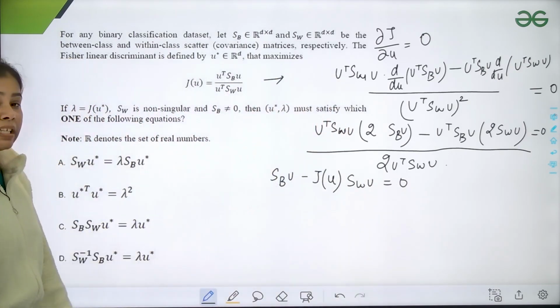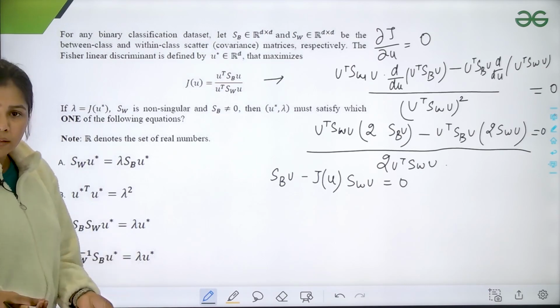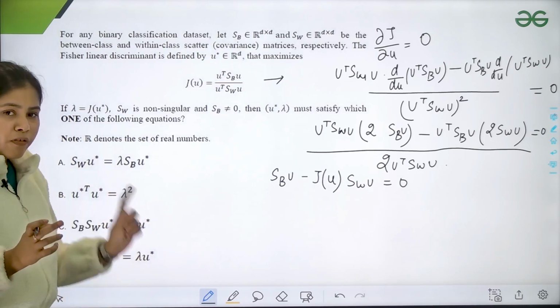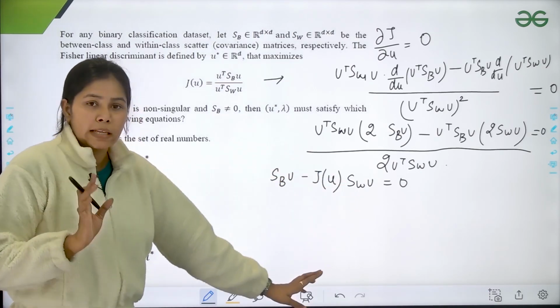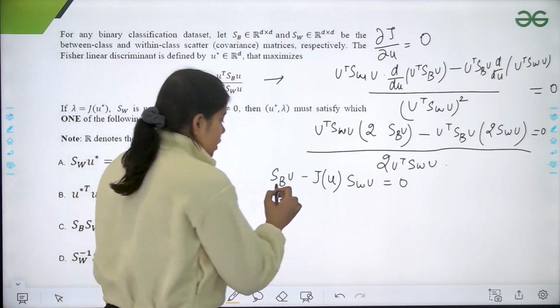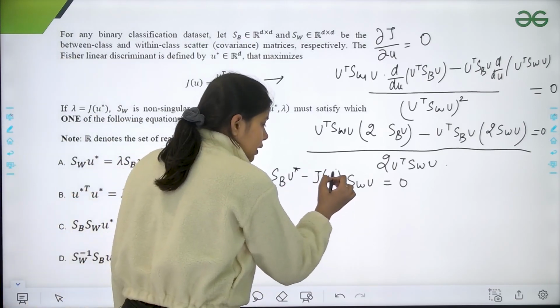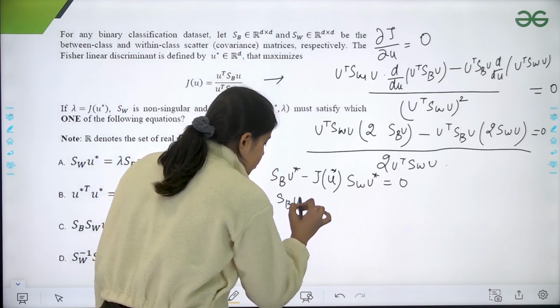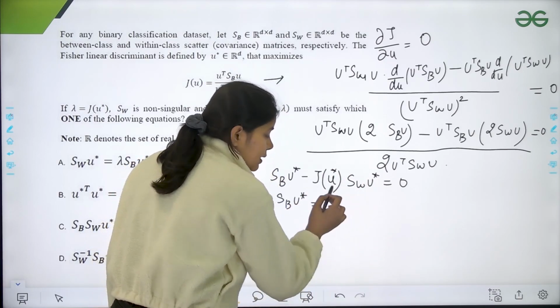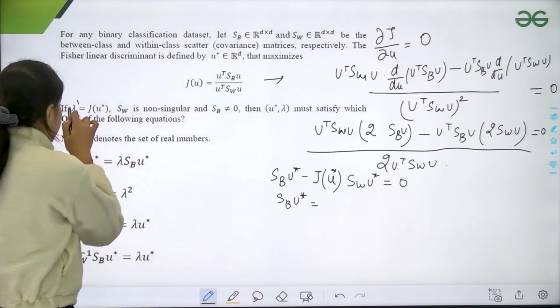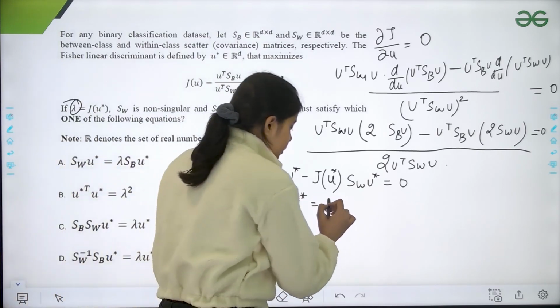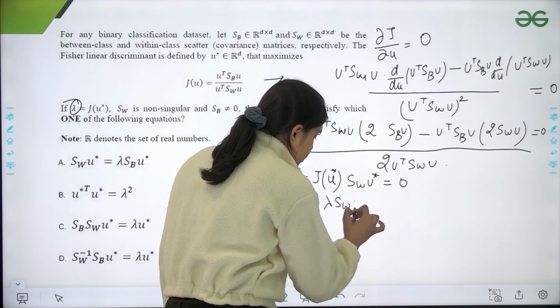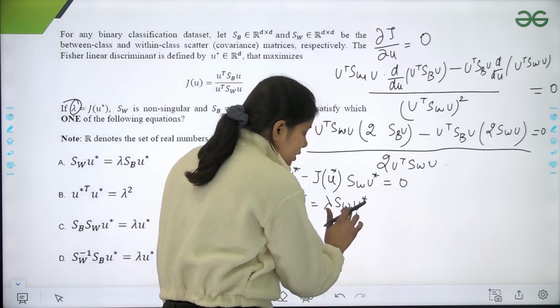And you know that this condition you will get at U star. Why do you get it at U star? Because of maxima, because at equals to 0 we are getting a maxima. So let's keep it. Can I write down here U star? Nothing would get changed. So SB U star, this would go to the right hand side. Can I replace J of U star by lambda? Right, so let's keep it lambda SW U star. So let's keep this U star as it is.